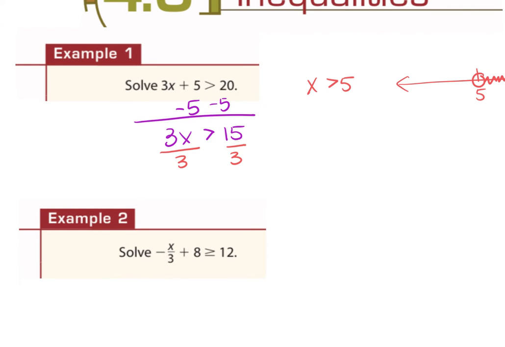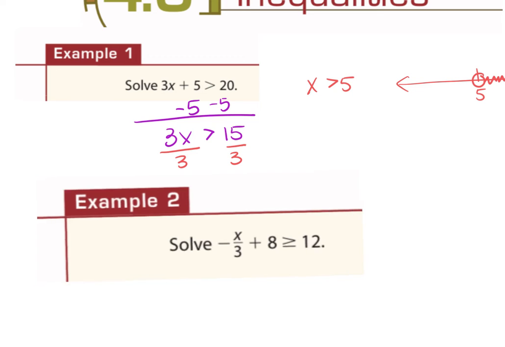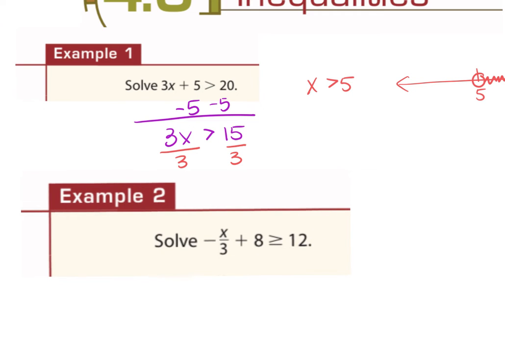All right, so for this one, my first step here would be to subtract my 8, right? Subtract my 8. I get x over negative 3 is greater than or equal to 4. I am dividing by negative 3. What am I going to do? Yeah, I can multiply by negative 3 because it's dividing. So multiply by negative 3.